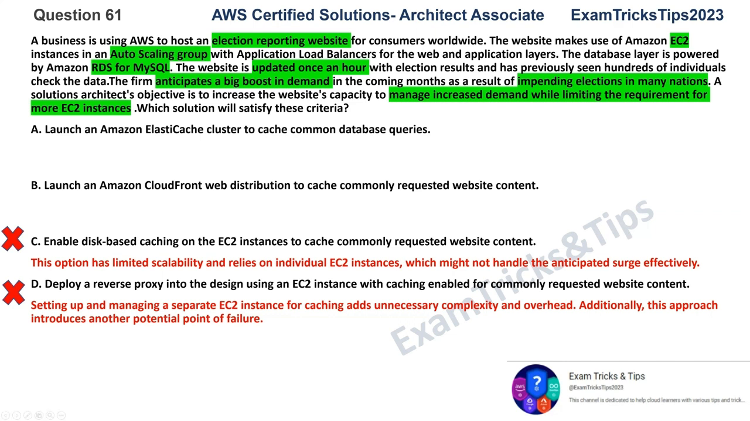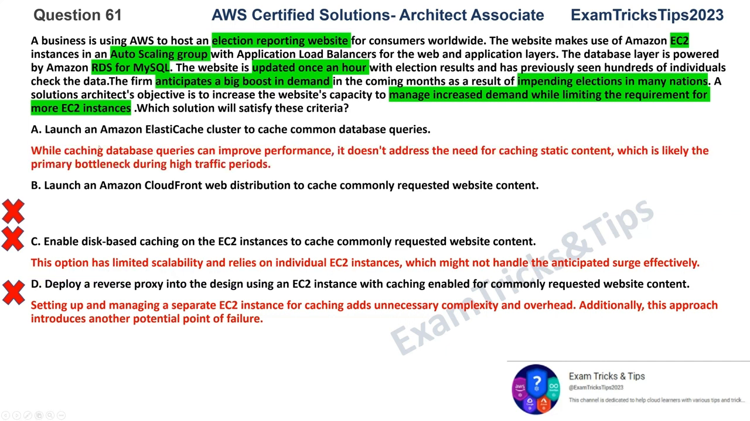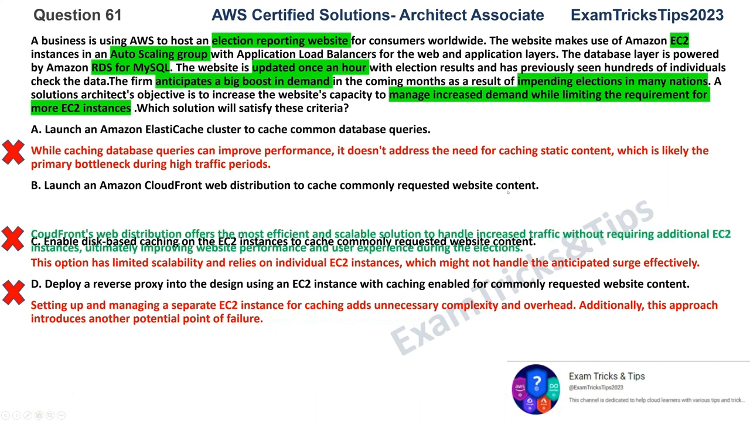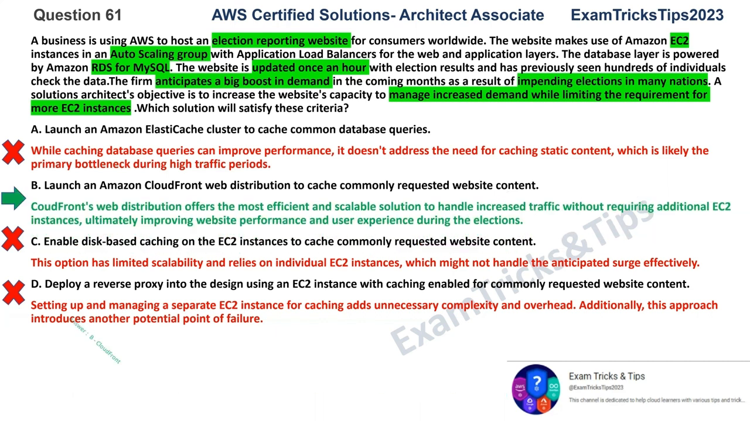Caching database queries can improve performance to some degree, but it doesn't address the need for caching the static content, and it definitely doesn't deal with the problem that you are going to get when people from all over the world are going to access the election results. So option A is wrong. And that leaves us with the option that we have already discussed in the solution overview, to use Amazon CloudFront web distribution to cache commonly requested website content. So that's the correct answer for this question. Option B, CloudFront. That's it on this question. Let's move on to the next question.